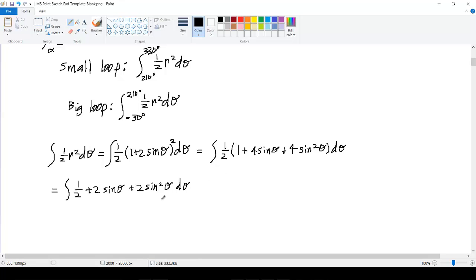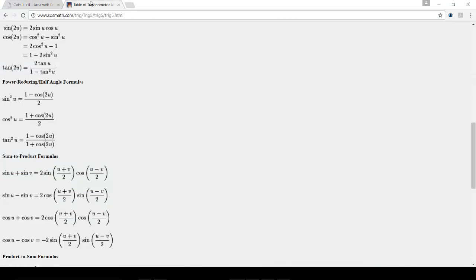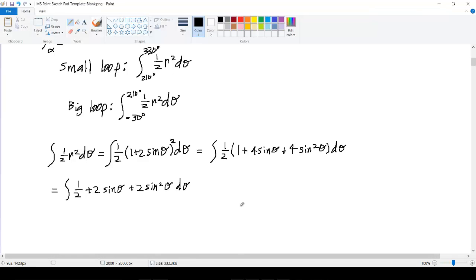Now, let's deal with the sine squared. I suppose if this were a test, you would have to remember your trig identities. I'm sorry about that. But here is the trig identity we want to use. Sine squared equals 1 minus cosine of 2 theta, in our case, divided by 2. So I need to substitute that in.